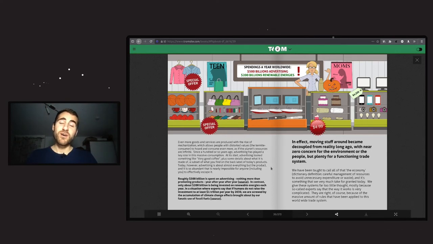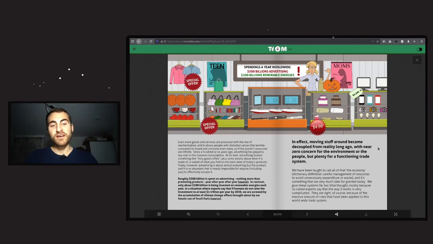But it is so hard and tricky because we live in a society where roughly $500 billion are spent on advertising. Nothing more than promoting products year after year after year. And in contrast, only about $200 billion are invested in renewable energies each year, in a situation where experts say that if humans do not raise the investment to at least $1 trillion per year by 2030, we are screwed by the accumulation of climate change effects brought about by our fanatic use of fossil fuels.